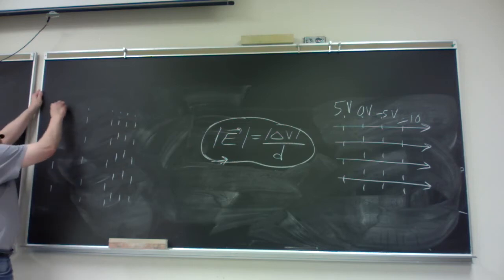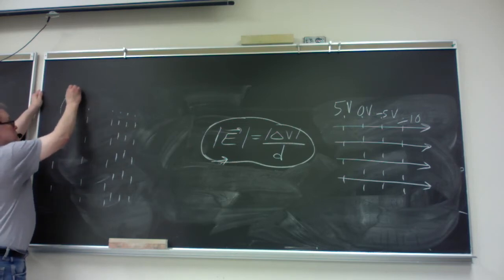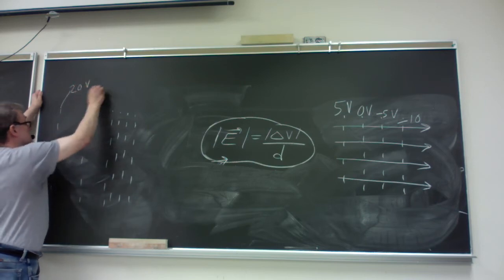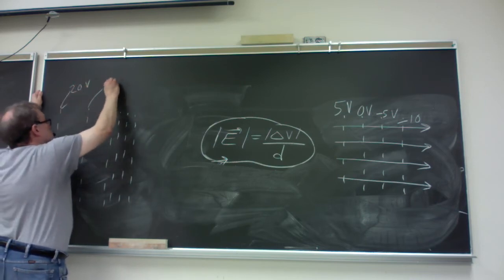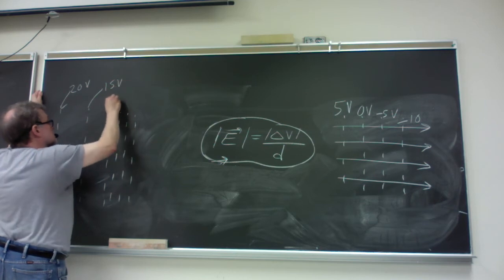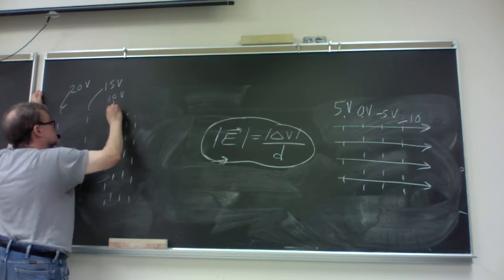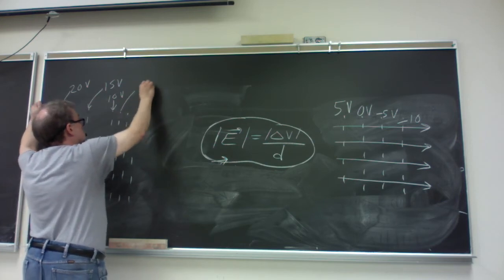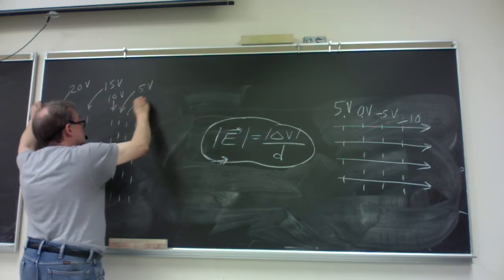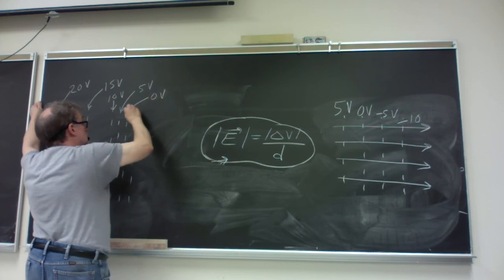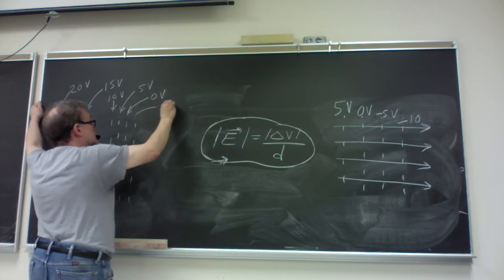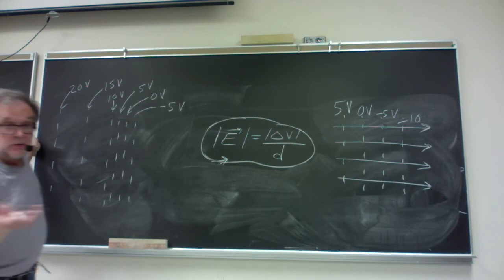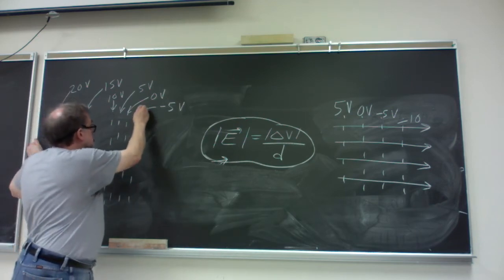So, let's say here the potential for all these points is, let's say, 20 volts, and here it's 15 volts, and here it's 10 volts, and here it's 5 volts, and here it's 0 volts, and here it's negative 5 volts. Nothing wrong with having negative values for potential.